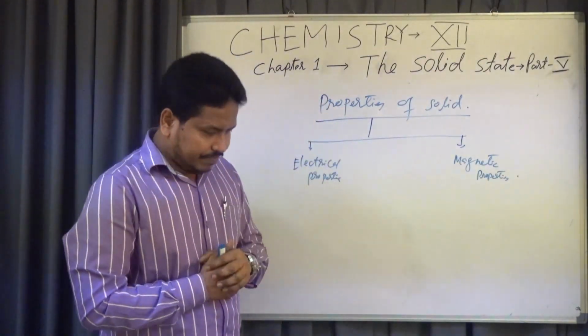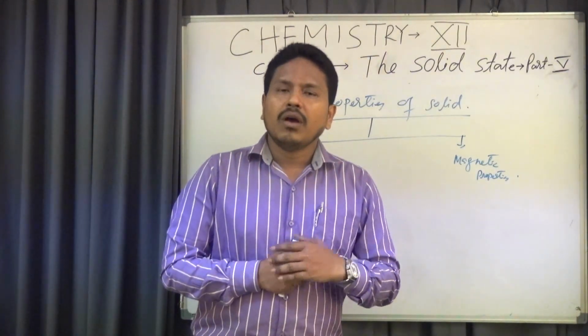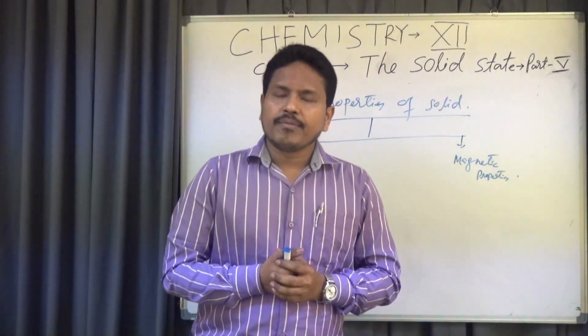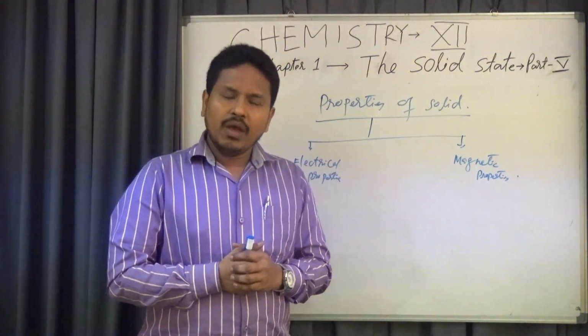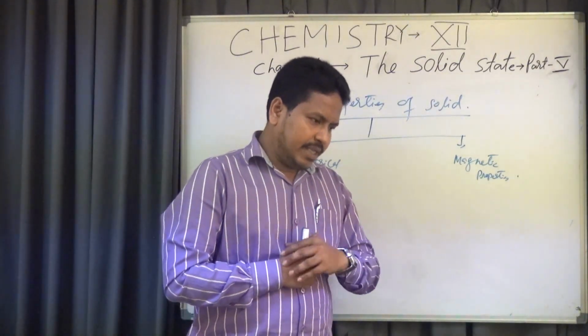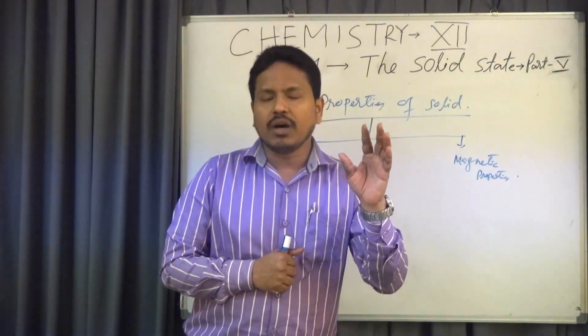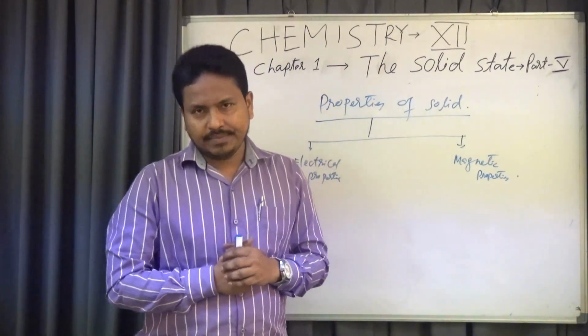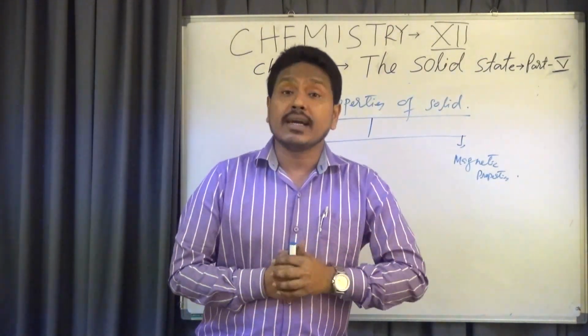Electrical properties: certain solids conduct electricity, some solids do not conduct electricity. Conductance, conductivity, there are 2 types of conductance. Current can pass through metals, through materials. These are conductors. There are two types of conductors, metallic conductors and electrolytic conductors.